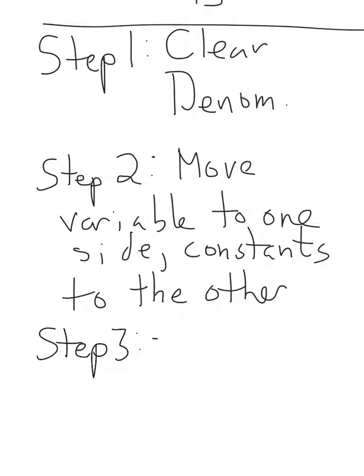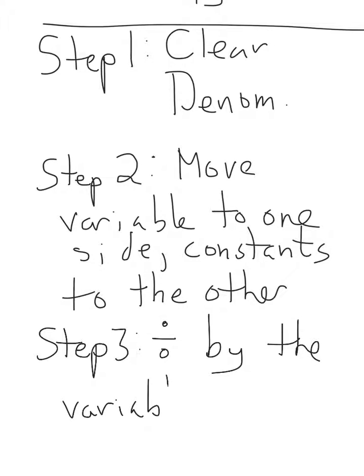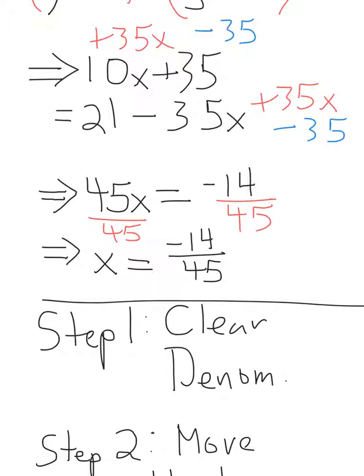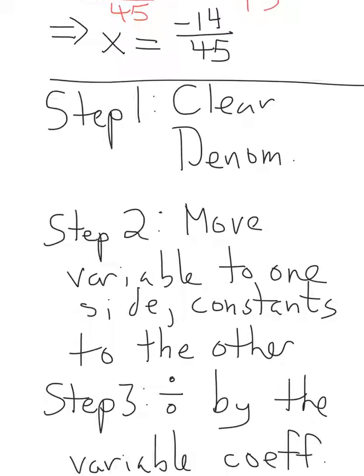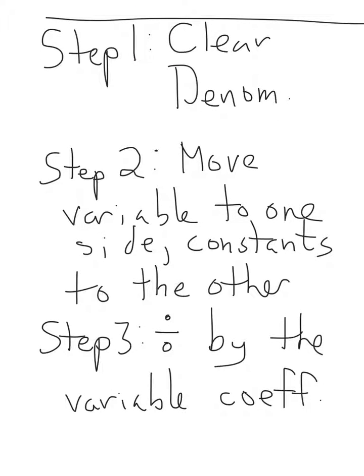We're going to divide by the variable coefficient. And that's what we did at the end. Right here we divided by 45. And that's it. There are 3 steps to solving any linear equation that has fractions and whole numbers in it.